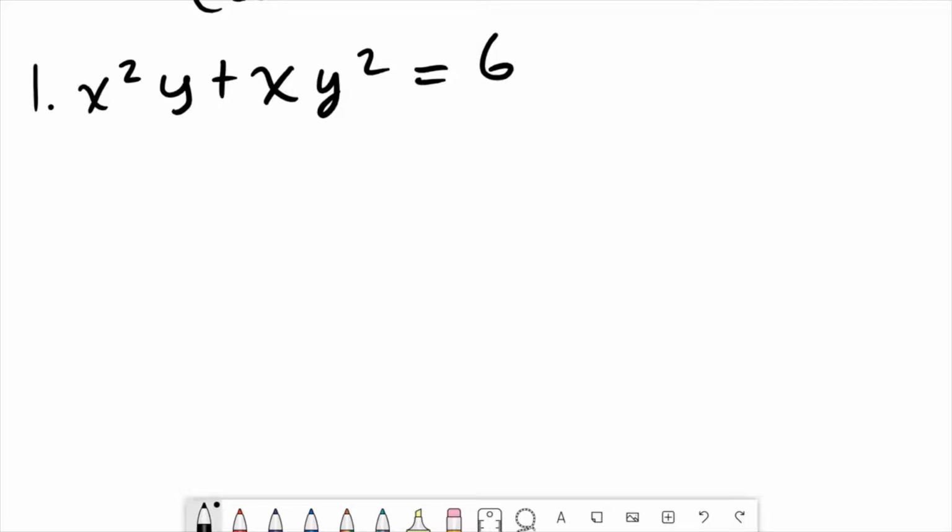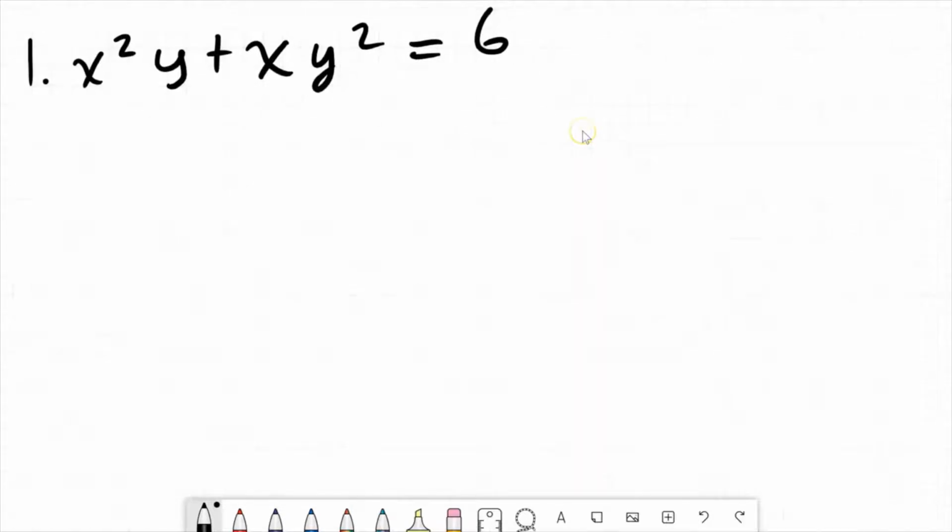Let's begin. Question 1. In all these, we're going to try to find dy/dx. So our first one is x squared y plus x y squared equals 6. That's our very first question, and I'll walk this one out really slowly since this is our first example.